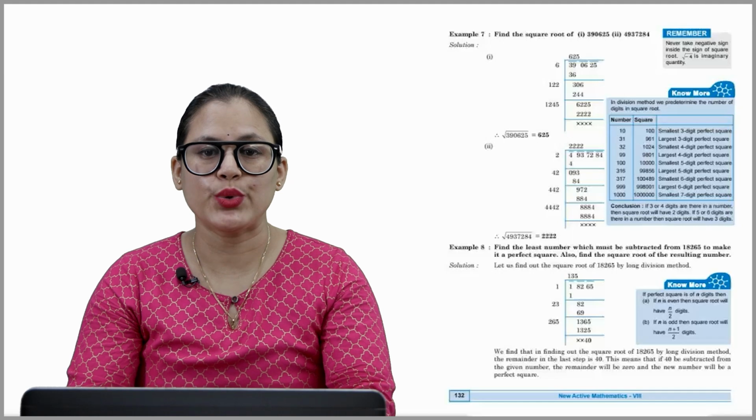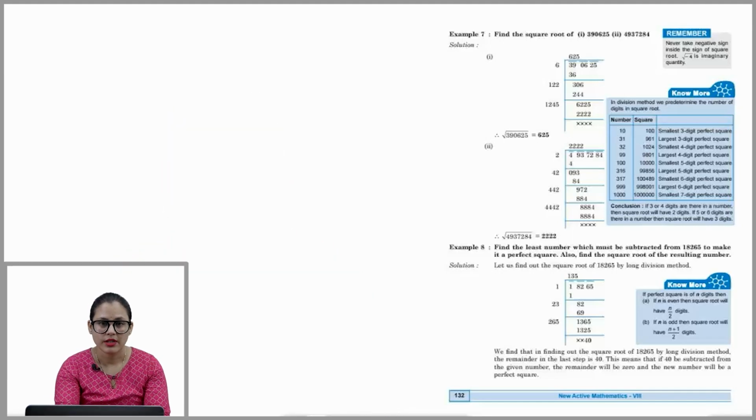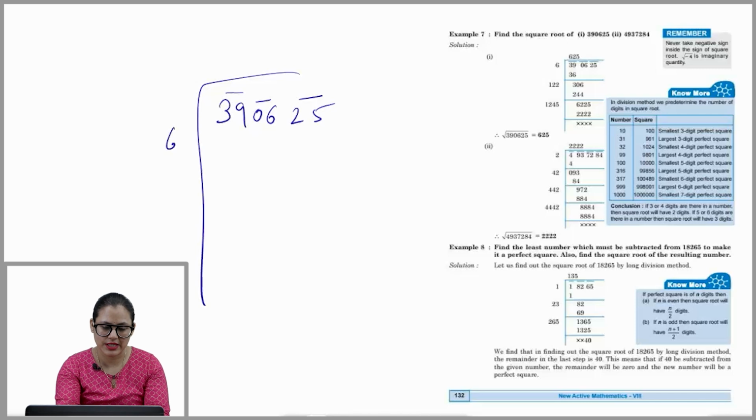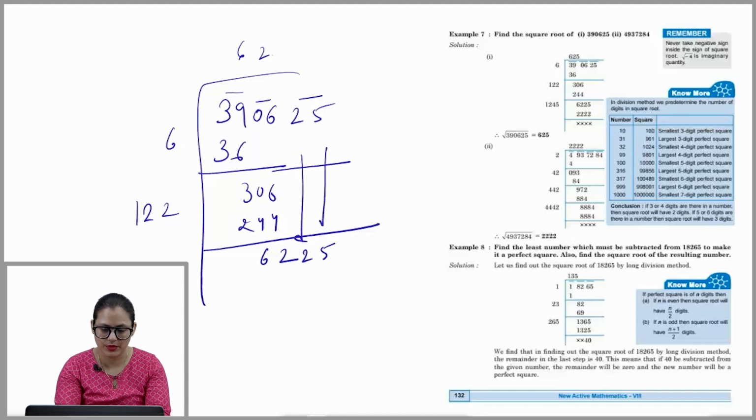In example 7 also, you have to find the square root of these numbers. Let's find the square root of 390625. Let's make the pairs. First, 6 6s are 36. 39 minus 36 is 3, bring down 06, so 306. 6 plus 6 is 12. Then 2 2s are 4, 2 2s are 4, and 2 2s are 4. 30 minus 4 is 26. Then 122 plus 2 is 124.